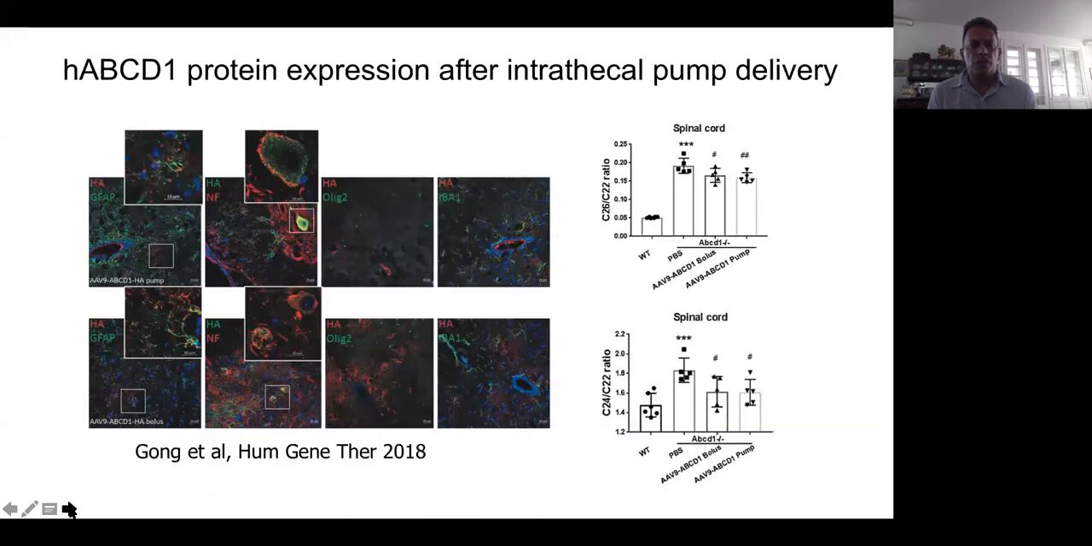And just to show you the kind of work that's needed to bring this forward to a treatment, we next showed that in the mouse, we were able to use the ABCD1 gene itself packaged into an AAV and delivered through this pump, and we were able to get into the right cell types: astrocytes, neurons, and some other glial cells in the spinal cord. But importantly, we were able to lower the very long chain fatty acids, shown here in spinal cord, the ratios of C26 to C22 and C24 to C22.